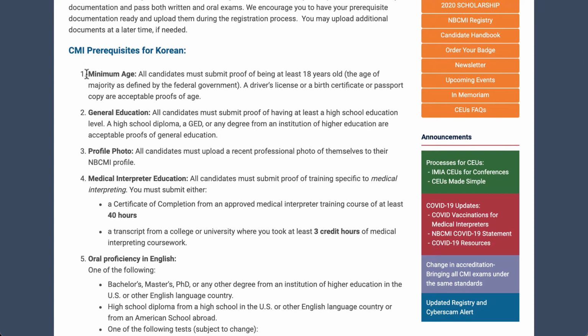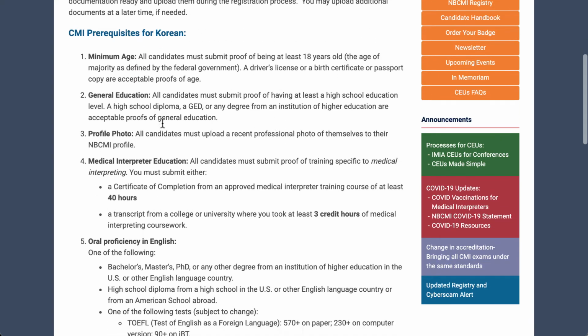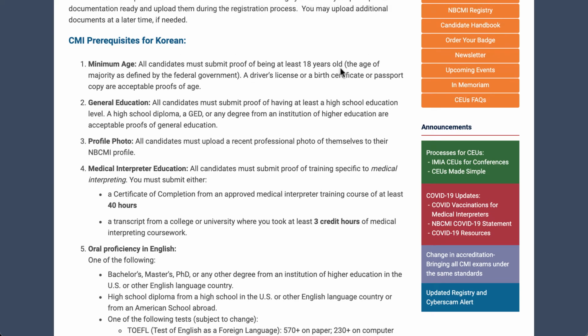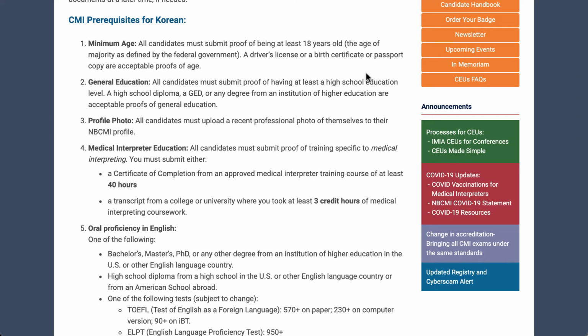So let's talk about CMI prerequisites for Korean. This is mostly step 2. I think it is a little confusing. Number 1, minimum age, is not going to be confusing. It's at least 18 years old, in international age. I know Korean age works slightly differently, but it's the international age, 만 18살, so at least 18 years old. You need to prove your age with a passport or things like that.